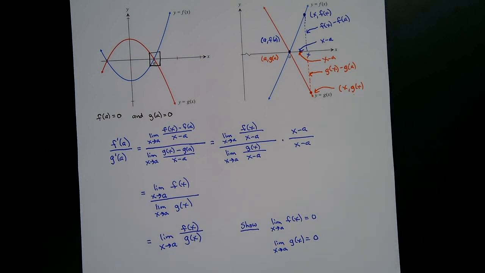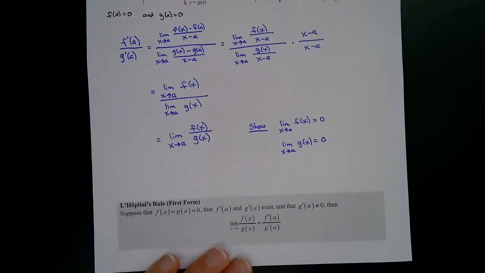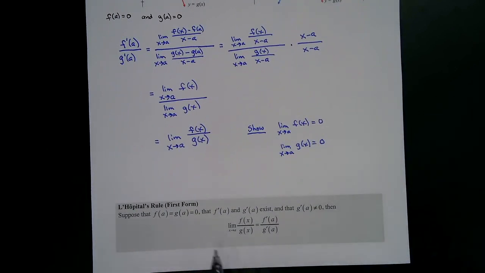So really, let me slide this up a little bit. Here's L'Hopital's rule, the first form. We're supposing that f of a and g of a is equal to 0. If it's not, this doesn't work. So if f of a is equal to 3 and g of a is equal to 0, you can't use it. That's really important, that these have to equal 0. And then you take the derivative and just plug a in. The derivative down here can't be 0, because then you have something that's undefined.